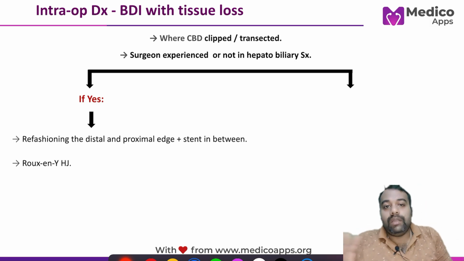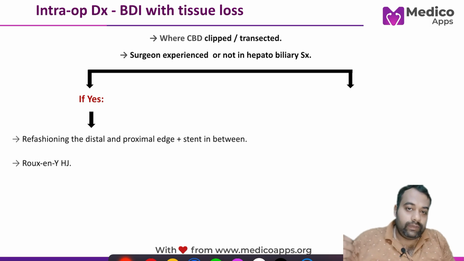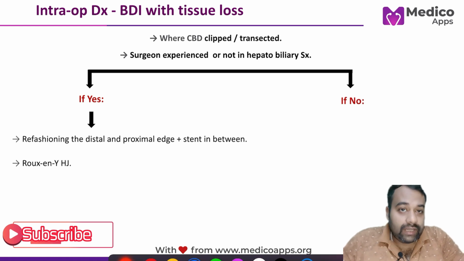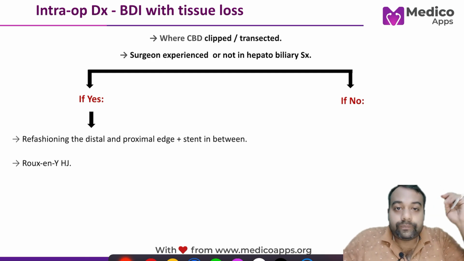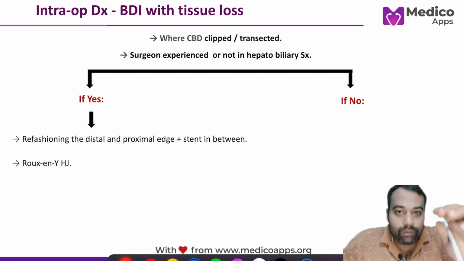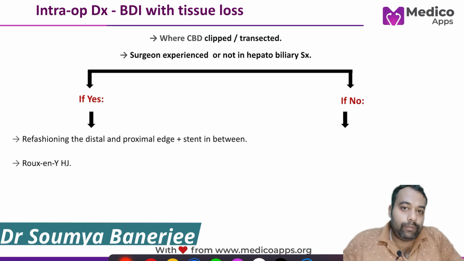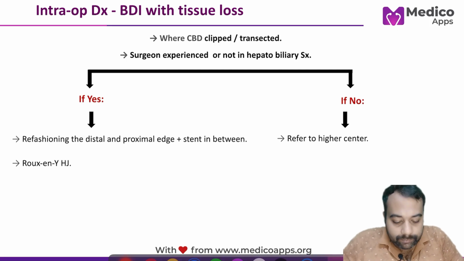Okay, Roux-en-Y hepaticojejunostomy is supposed to be done, obviously with a proximal end, and the distal end is supposed to be closed. Now, in case the surgeon is not experienced, the first thing is that the surgeon is supposed to put some drain inside, just to make it a controlled fistula, and then he or she is supposed to refer the patient to a high volume center where lots of hepatobiliary cases are done.